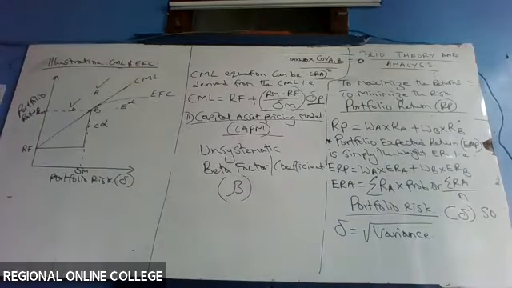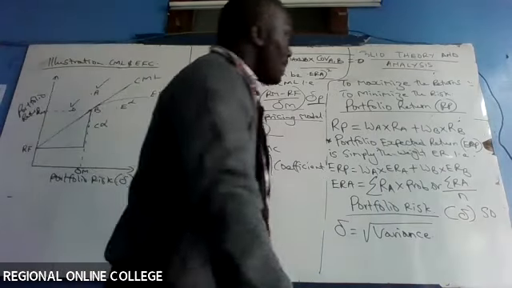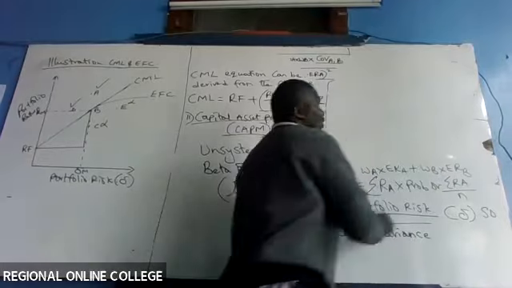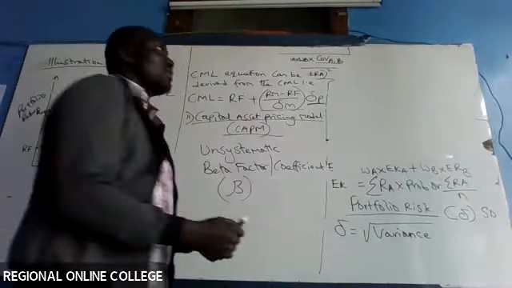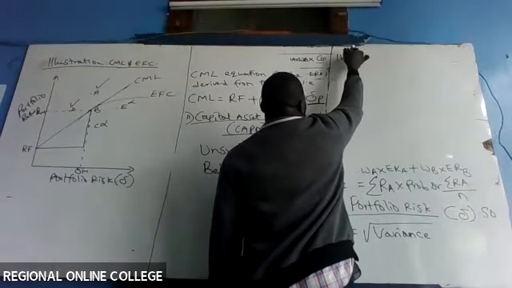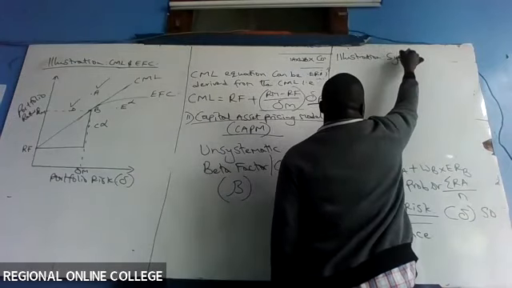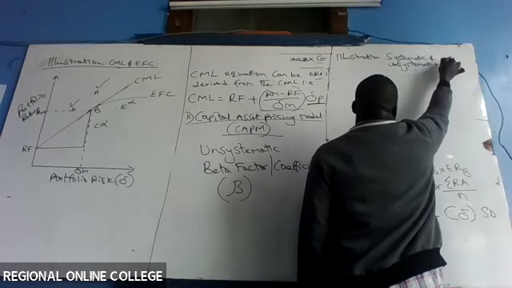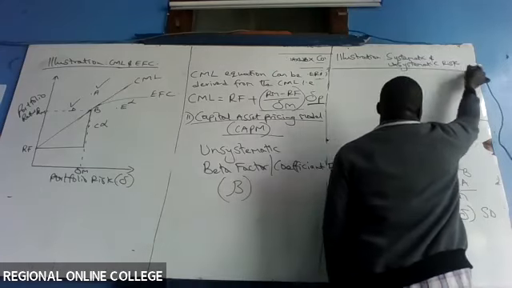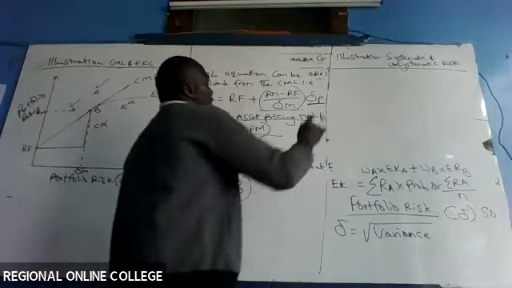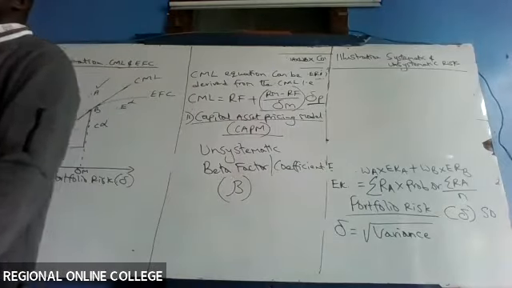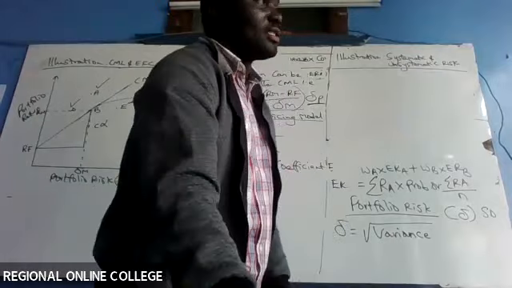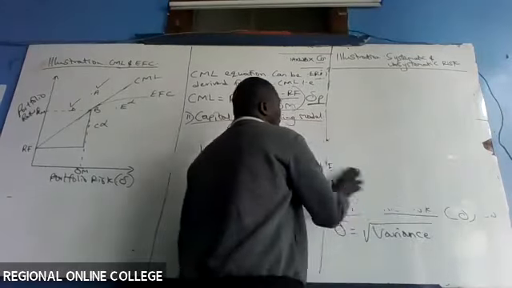So maybe you can have an illustration of systematic and unsystematic risk. We're just trying to pretend to be the examiner. The question would be: by use of a well-labeled diagram, differentiate between systematic and unsystematic risk. You should not miss that question.